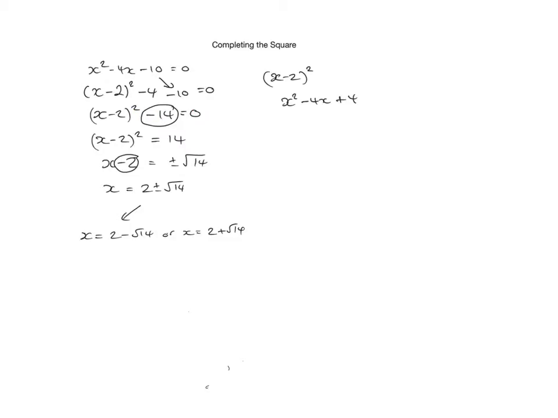We take it across, and then what we do is we take the square root. Remember, the square root will always give you two answers, positive and minus, and then we end up with our two answers there. X is equal to 2 plus or minus root 14.